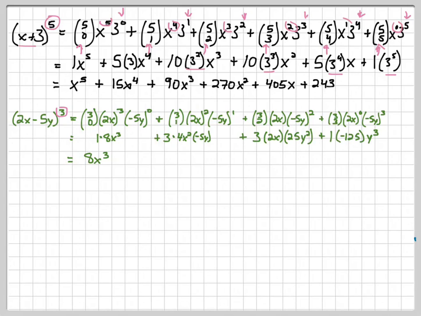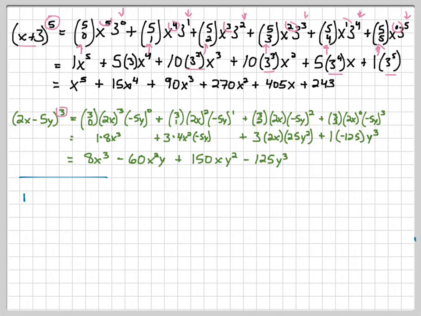8x cubed plus 3 times 4 is 12 times a negative 5. That's going to be negative 60 x squared y. Then we have 25 times 6. 25 times 6 is a positive 150 x y squared. And then finally we have a negative 125 y cubed. So nice and easy. Hopefully you're getting the pattern here.